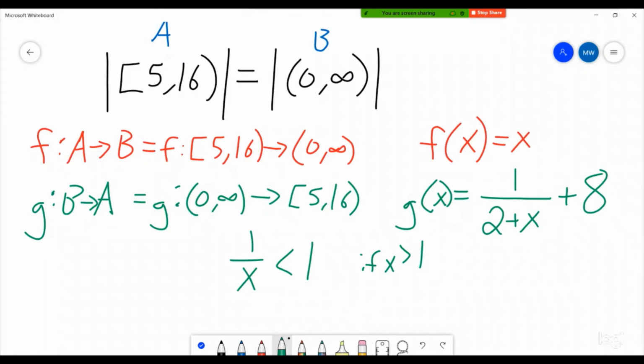And so that can be one example of an injection going the other way. It's definitely not the only one, because we could have changed the plus 8 to be a plus 6. We could have made it a plus 6 or a plus 11 or a plus 13.2. Any of those would have worked. We just needed to have one injection.